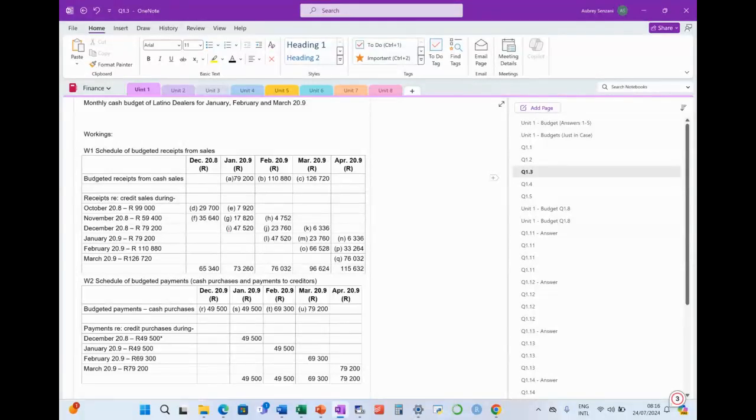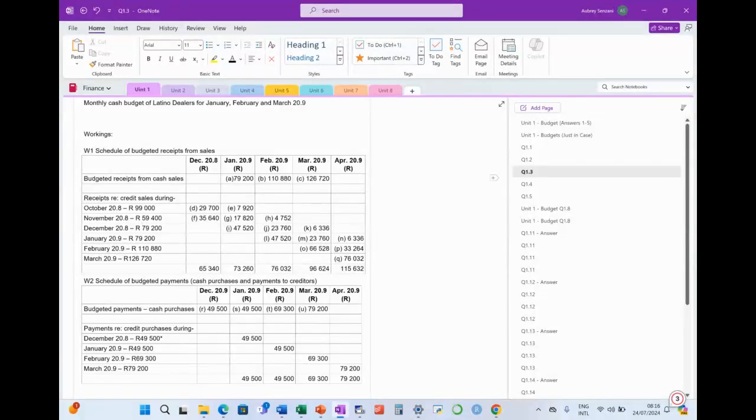Then it goes on to say half of the sales are expected to be made on credit. So every month half of the sales is on credit and half is then for cash. They didn't tell us that bit. We must come to that conclusion.